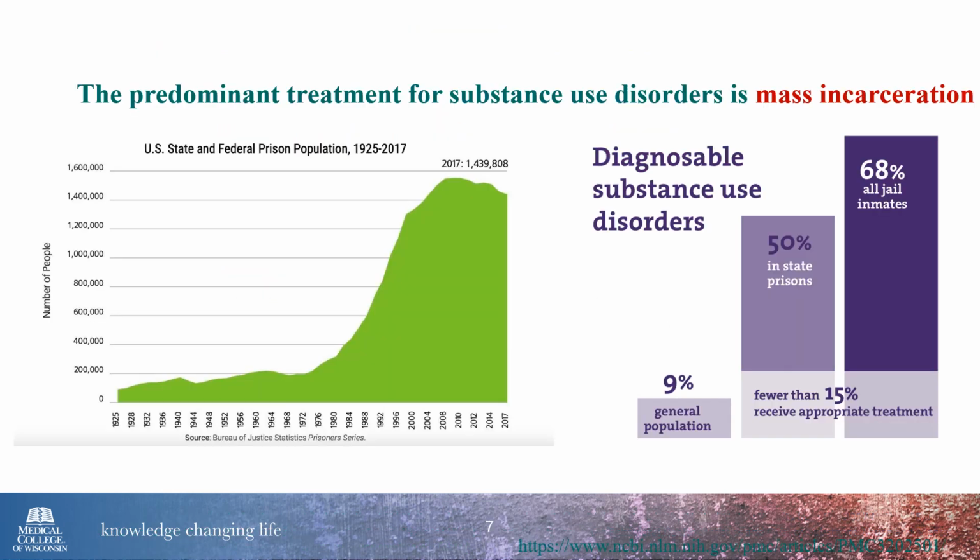So if people aren't getting treatment, what are our predominant treatment modalities for substance use disorder? Well, unfortunately, in the US, the answer to substance use disorder has been mass incarceration. Since the 70s, we saw prison populations massively expand. We know that most people that are incarcerated, 68% of all jail inmates, 50% of all prison inmates, had diagnosable substance use disorders, and that likely led to their incarceration. So mass incarceration has been our answer instead of medical treatment.